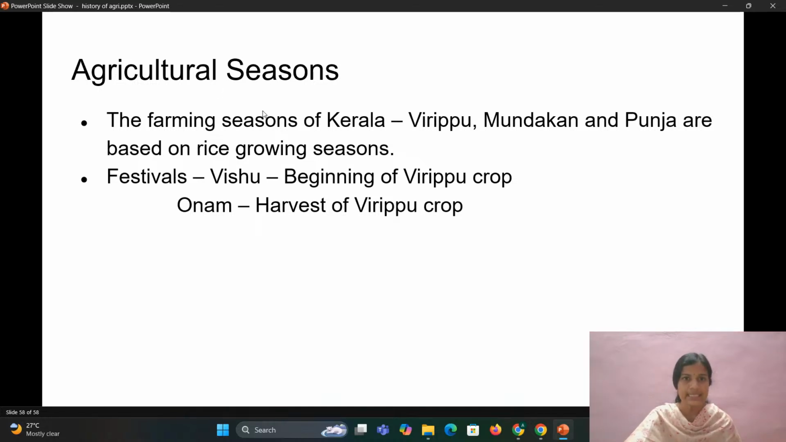Agricultural seasons in Kerala are mainly described based on the cultivation of rice. The rice growing seasons in Kerala can be classified as Virippu season, Mundakan season, and Punja season. Our major festivals of Kerala, Vishu and Onam, are also related to agricultural activities. The festival Vishu is celebrated to mark the beginning of the Virippu crop, whereas Onam is celebrated to mark the harvest of the Virippu crop. Just before or with the sowing of the crop, we celebrate Vishu, whereas after the bumper harvest of the Virippu crop, we celebrate Onam.